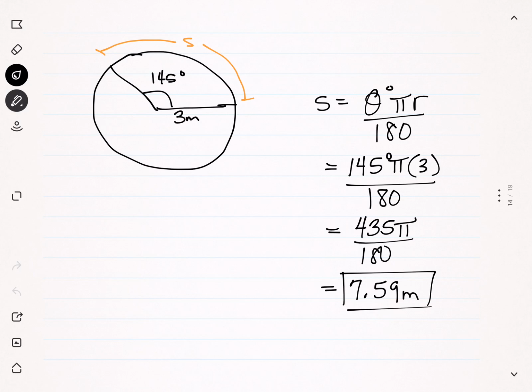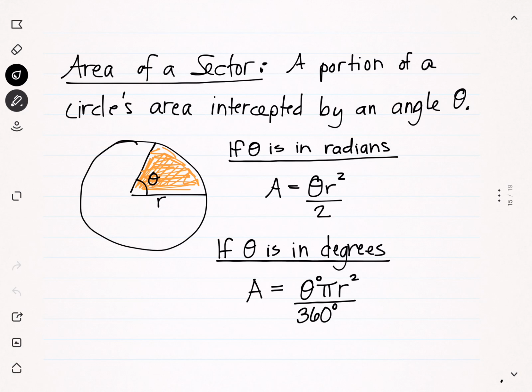Okay, so let's see. Since we're in degrees, we are going to be using the formula for arc length, which is theta degrees times pi times r divided by 180 degrees. So I'm going to input what I know. Theta is 145 degrees times pi times radius, which is 3, divided by 180 degrees. You want to multiply everything together, 145 times pi times 3, and then divide that by 180, and you should get a final answer of 7.59 meters.